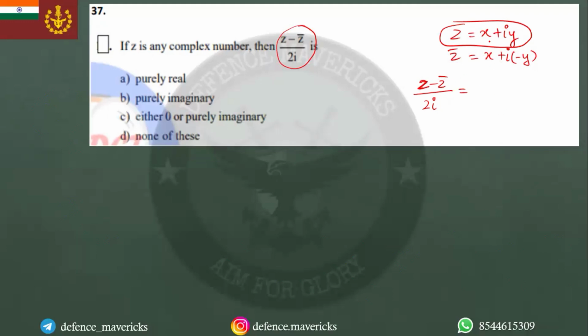So z minus z bar क्या होगा, x x कट जाएगा, iy minus of minus iy, so this will become 2 times iy divided by 2i. तो अब पता चला ये 2i क्यों था नीचे, it will be y. So what is now y, is it purely imaginary? Now many people will take this as the answer because they will say कि this is the real part, this is the imaginary part, है ना.